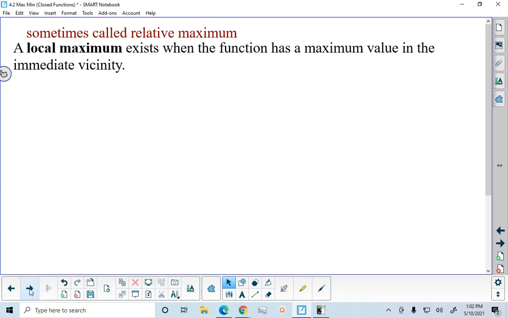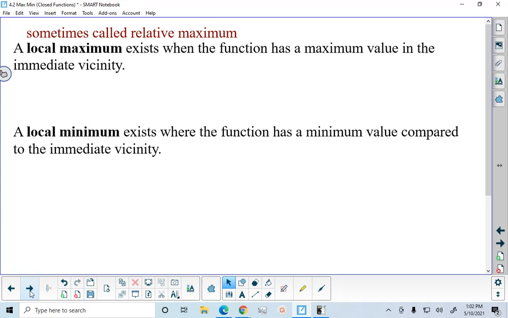So you have all these words swimming around. Again, it's not that you need to memorize these or anything, but if you see it, think of the word relative as just meaning in relation to the graph in that vicinity. And the word local simply means in that area. And we can also have, finally, a local minimum.